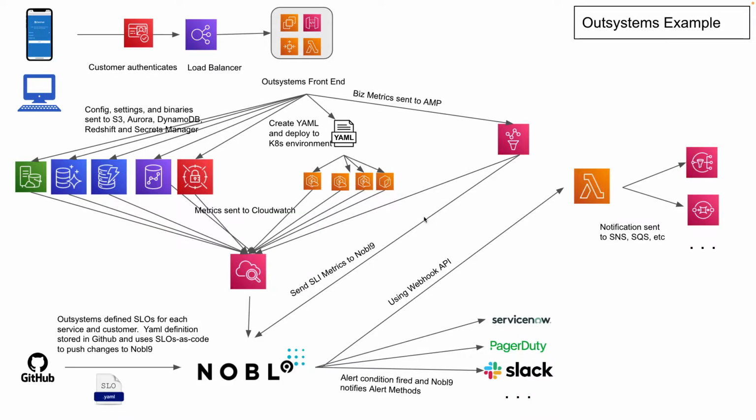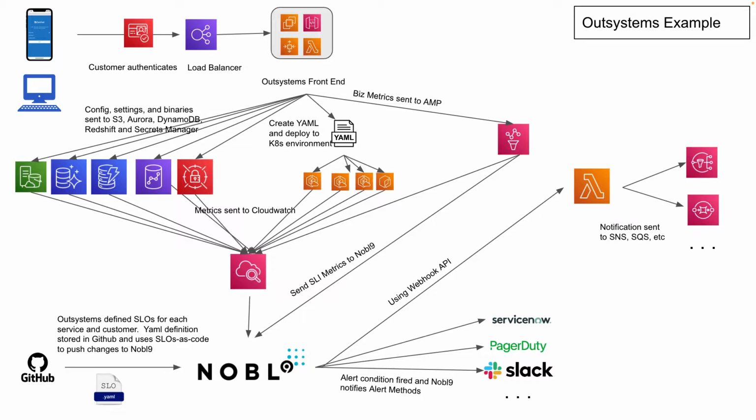OutSystems provides a high-performance, low-code development platform that allows customers to create and maintain complex enterprise applications. They're looking for a way to consistently deliver availability based on customer expectations. In addition, they are looking for a way to optimize when and how engineering resources are engaged by focusing on customer-impacting issues.